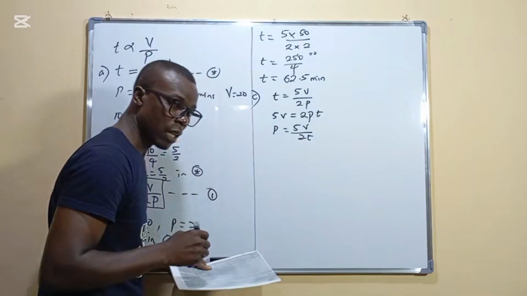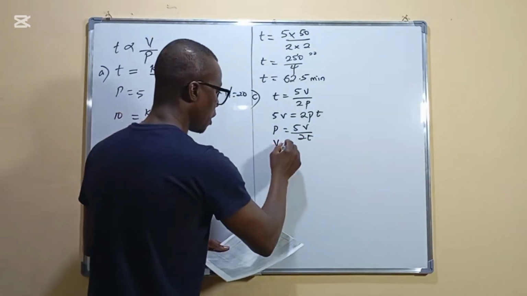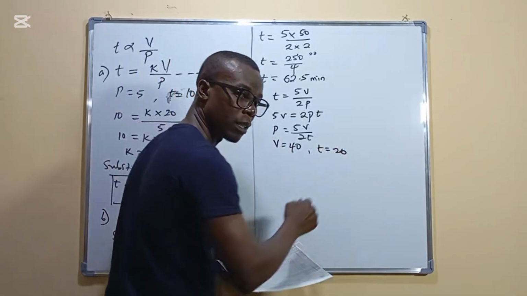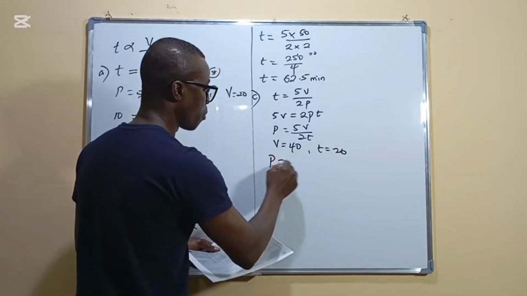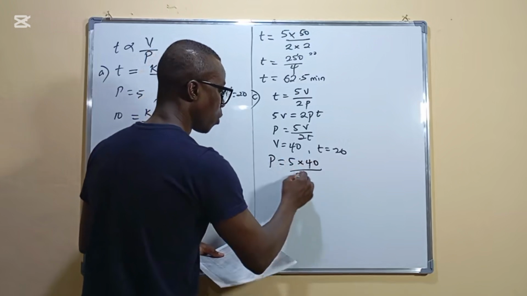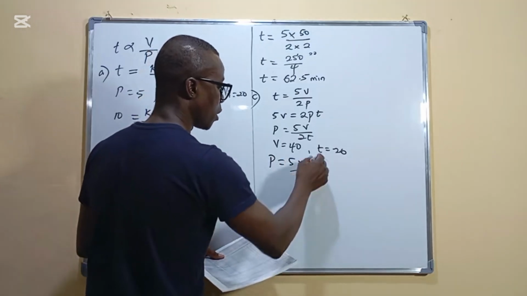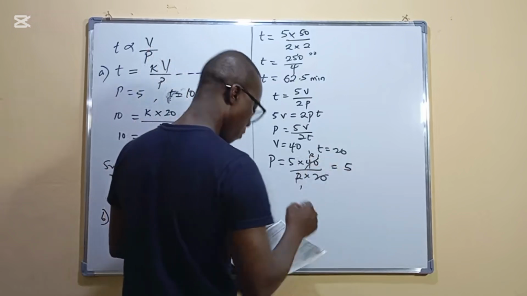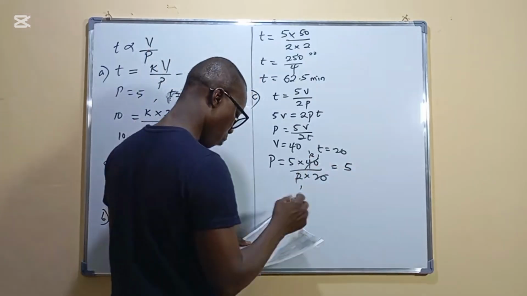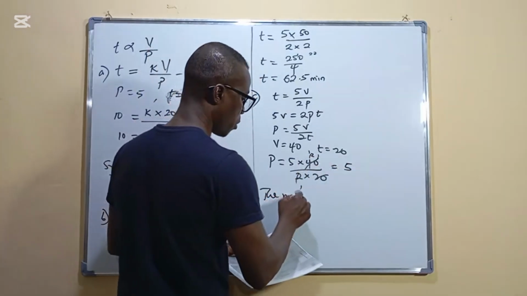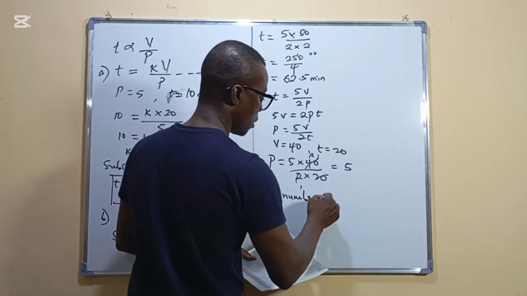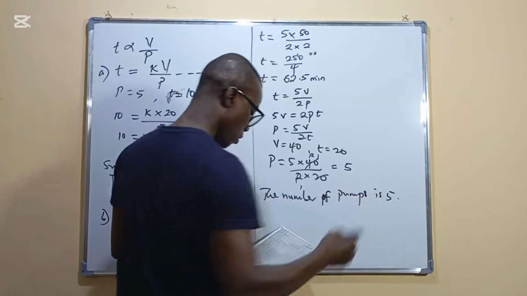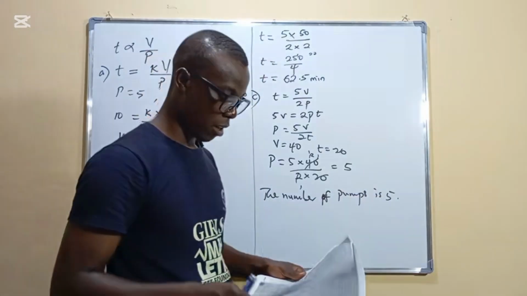Now, what did they say? They say that V is equal to 40 and that the time is equal to 20. So P is equal to 5 times 40 over 2 times 20. You can see 20 goes here 2 times, and then 2 over 2 is 1, and that gives me 5. So the number of pumps is 5. So that's the first part of the question.